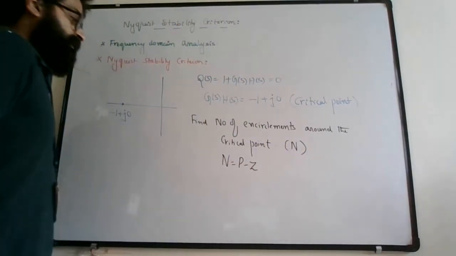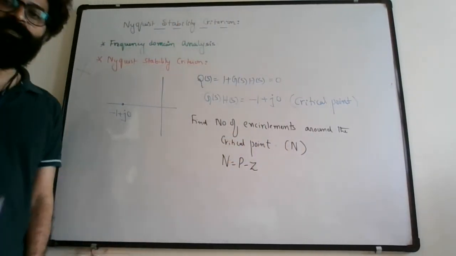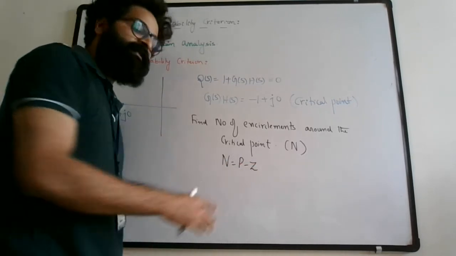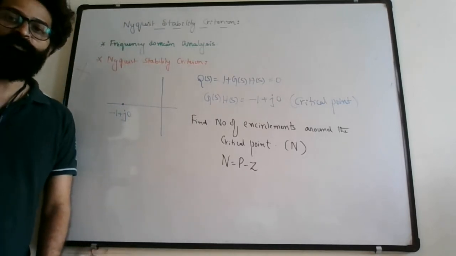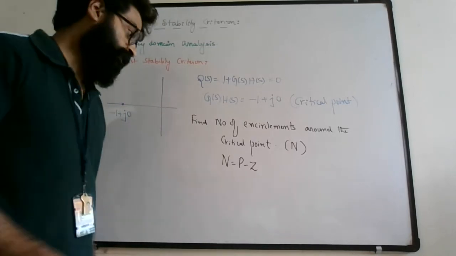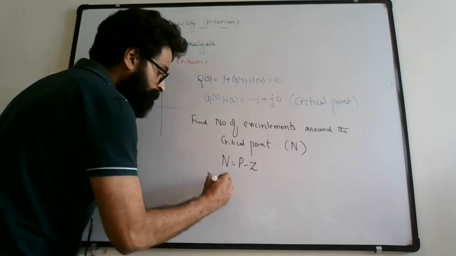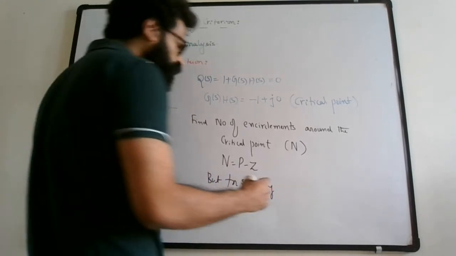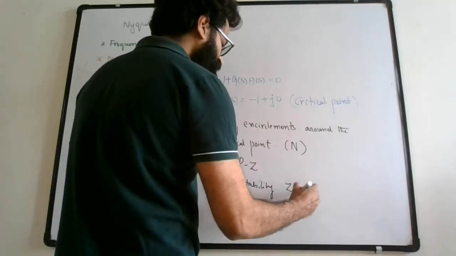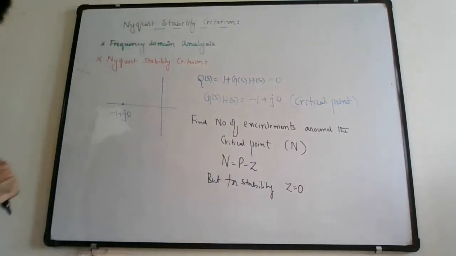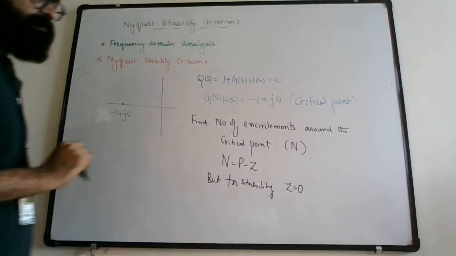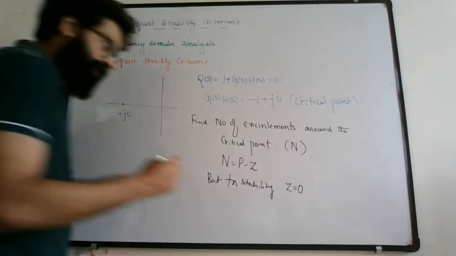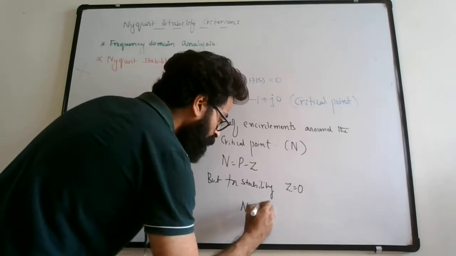So N is equal to P minus Z. What is P minus Z? P is the number of open loop poles present on the RHS of the S plane, and Z is the number of zeros present in the RHS of the S plane. But for stability, you would want Z is equal to 0. That means no zero should be present on the right half of the S plane. On that note, you can write N is equal to P.